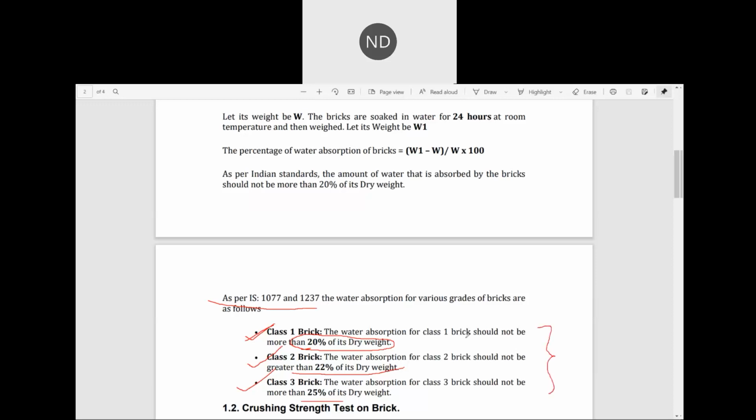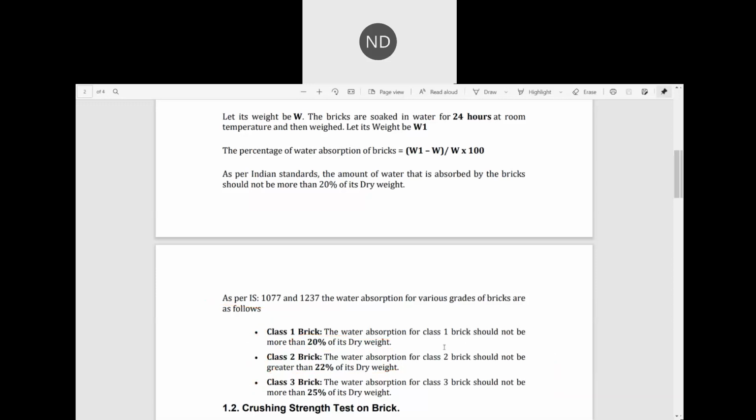Okay, so what we know is that a first class brick will absorb less than 20% water, and the water absorption will not be greater than 22% if it is a second class brick. If your brick is not absorbing more than 25%, but it is greater than 22%, then it is a third class brick. Okay, 20, 22, and 25.